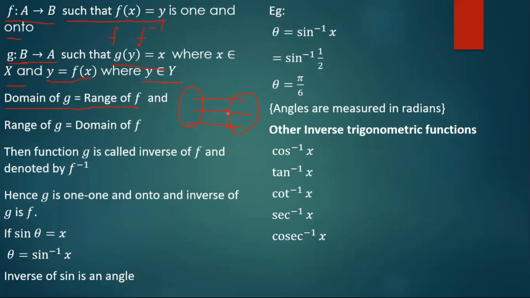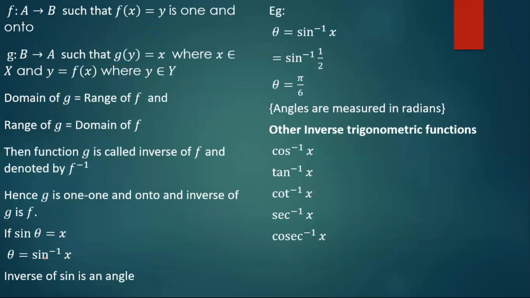Like 1-1, a single arrow goes from set A to set B. In the same way, vice versa, from B to A also a single arrow goes to a single element. So the range of g is equal to the domain of f. Then function g is called the inverse of f and is denoted by f inverse. Hence g is 1-1 and onto, and the inverse of g is f. Is it clear? g equals f inverse.